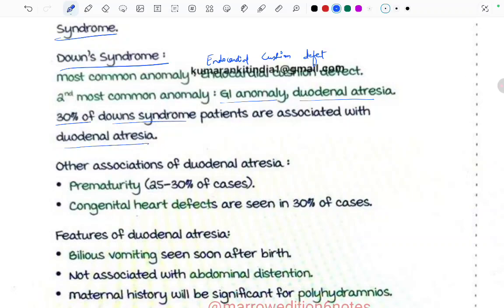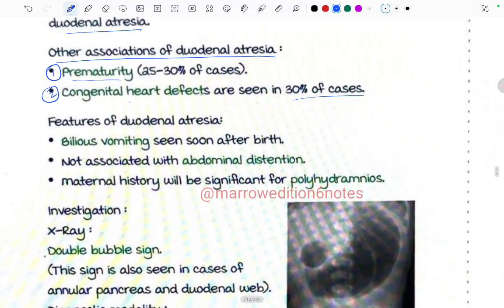Other associations of the duodenal atresia are: first one is the prematurity, second one is the congenital heart defects, which are seen in 30% of the cases. So, in duodenal atresia, other associations are prematurity and congenital heart defects.